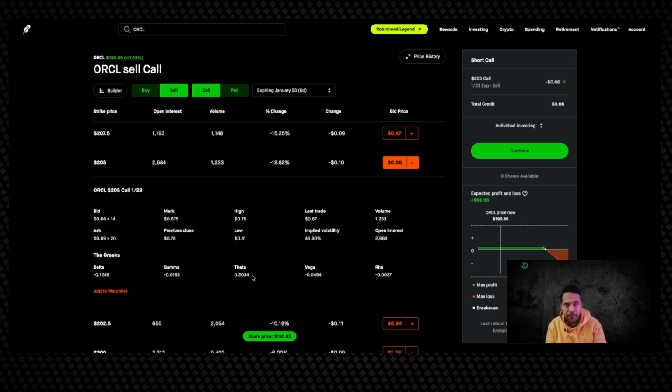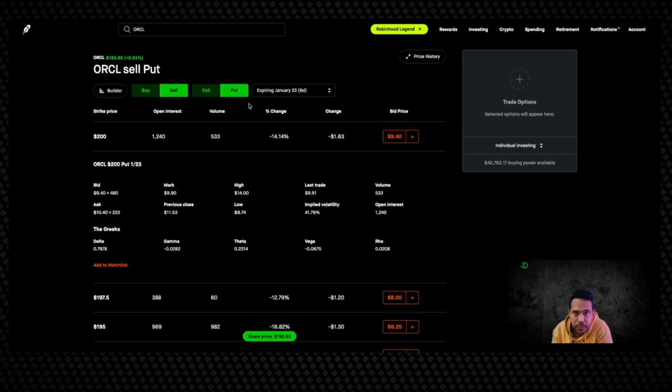So for simple strategies like a cash secured put or covered call, these are simple. You can directly see it here. But the new feature that has been launched by Robinhood is for when there is a complex strategy, like an iron condor. So let's quickly set up the iron condor.